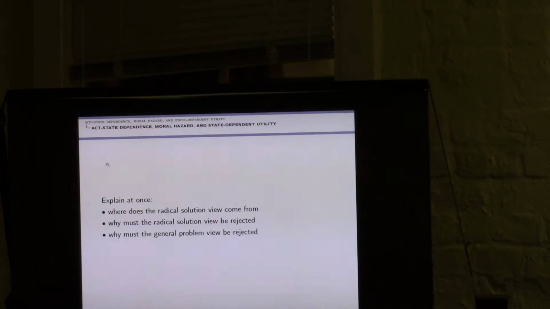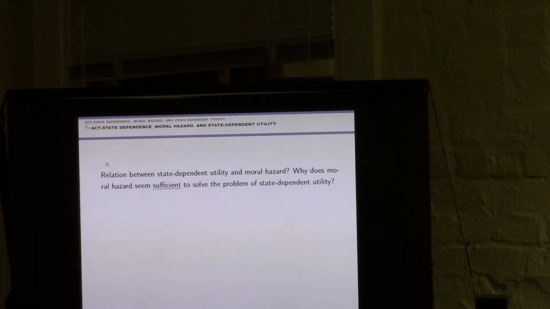But the main action will be the first thing, understanding what the connection is, and then it will follow very quickly, in fact, that those views are way too strong. Okay, so what is the relation between state-dependent utility and moral hazard? Why is there any link between the two?